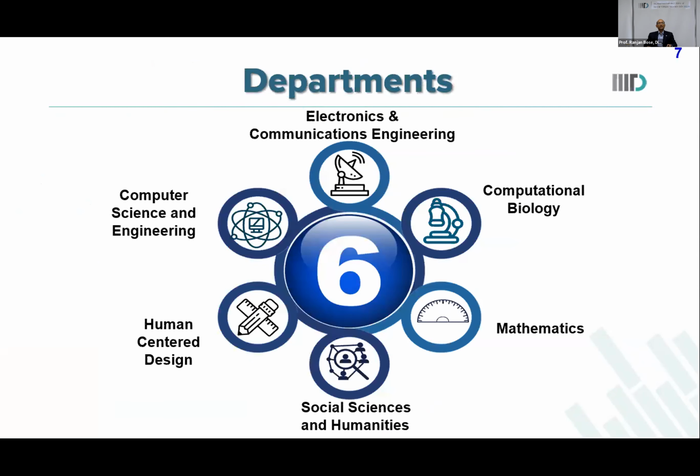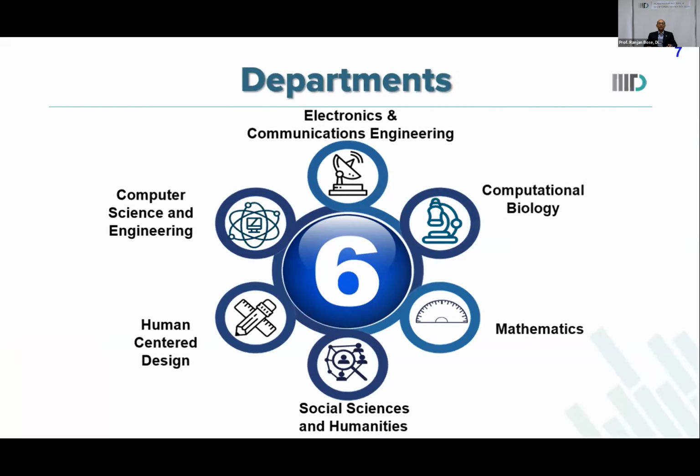We have 6 departments: electronics and communications engineering, computer science and engineering, human-centered design, coming up really well, social sciences and humanities, mathematics, and computational biology. While they appear to be discrete, there is a fair amount of overlap amongst the different departments, and joint projects and joint PhD guidances are common here.